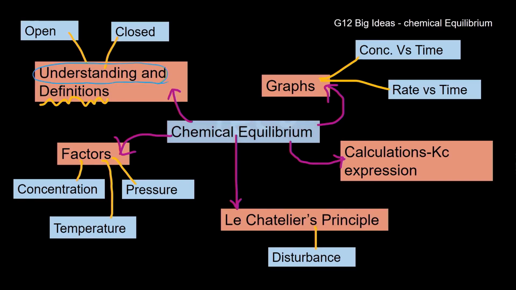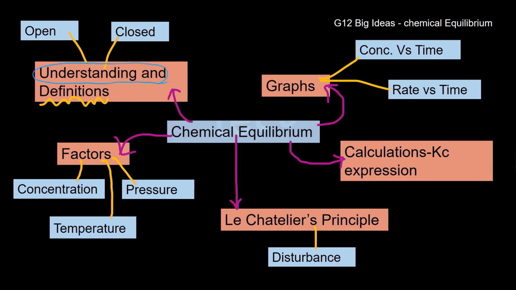So for chemical equilibrium to happen, first of all, we have to have a reversible reaction. If it's not reversible, it's not going to happen. The reaction will continue to its end and it will not reverse back. So we have to have a reversible reaction. It has to be within a closed system. So we will have a look at that definition in words in a moment.